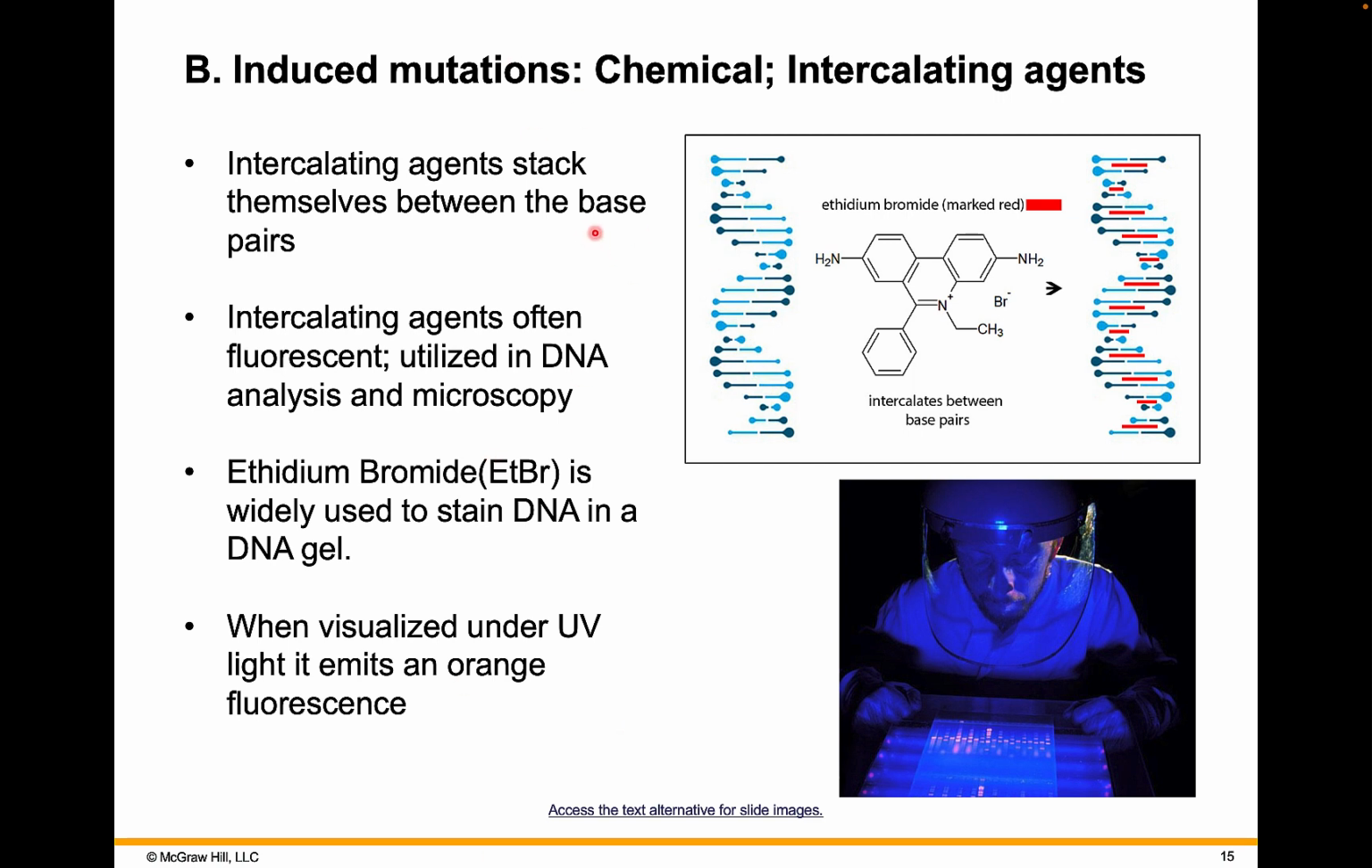Then we're talking about the chemicals called intercalating reagents, which put themselves between the base pairs. Intercalating agents are often fluorescent and are used in DNA analysis and microscopy. And of course, these are mutagens as well. Here is an example called ethidium bromide. This ethidium bromide is a planar compound, and it can intercalate itself between the DNA. Ethidium bromide, of course, is a mutagen, but it is widely used in staining the DNA in a DNA gel.